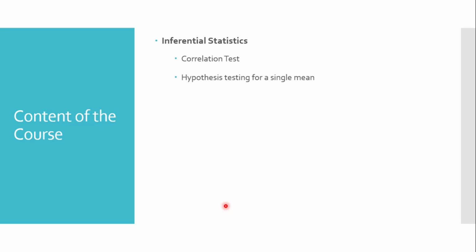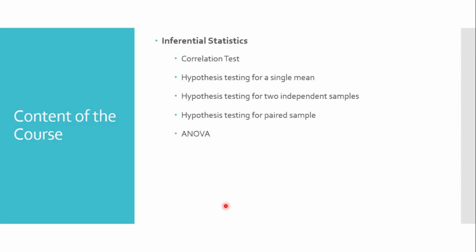Then we're going to study different types of hypothesis testing: single mean hypothesis testing, hypothesis testing for two independent samples, hypothesis testing for paired samples, and then ANOVA if you have multiple variables and multiple means and you want to compare them, and ANCOVA. And then we're going to study simple regression analysis, and in the last we are going to study multiple regression analysis.